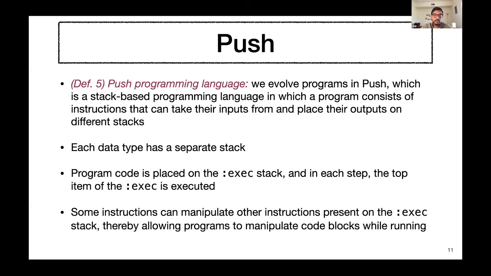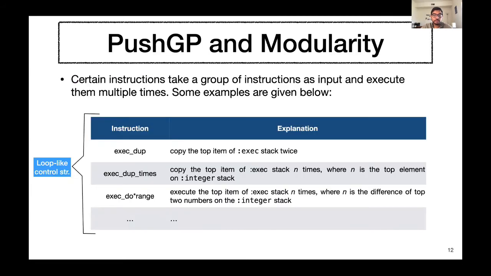Now, some instructions can manipulate other instructions present on the exec stack, and it allows programs to manipulate the code block while running. So code blocks can be repeated a certain number of times. They can be executed in an order which is different from the order specified in the program code, etc. This manipulation of instructions allows for the evolution of loop-like control structures. Some examples are given here.